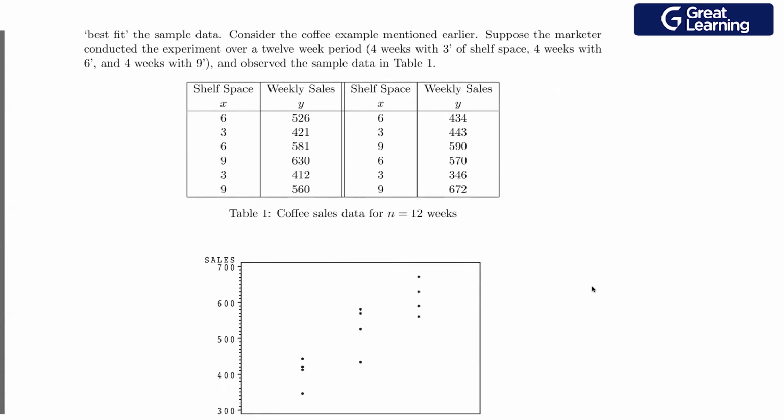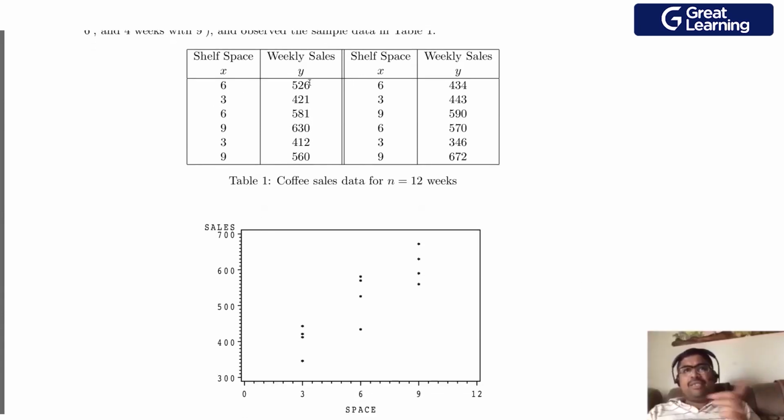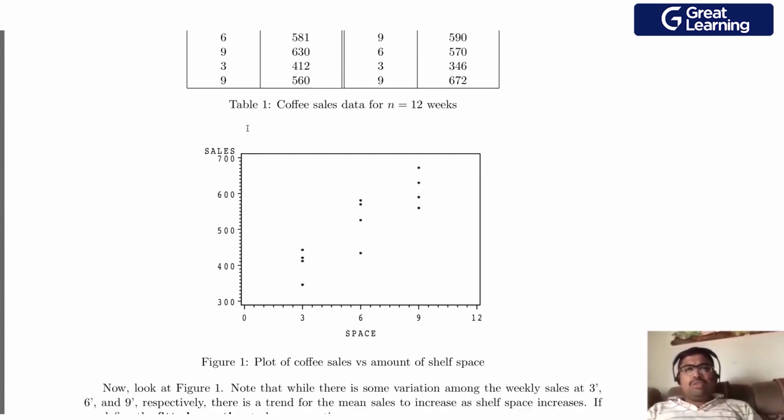As we discussed in the steps, first identify the right data. We identified shelf space and weekly sales. Then draw a scatter plot. This is the scatter plot that is drawn. So sales on the y-axis, shelf space on the x-axis. Whenever she has 3 feet, she has identified 4 points. 6 feet, 4 points. 9 feet, 4 points.